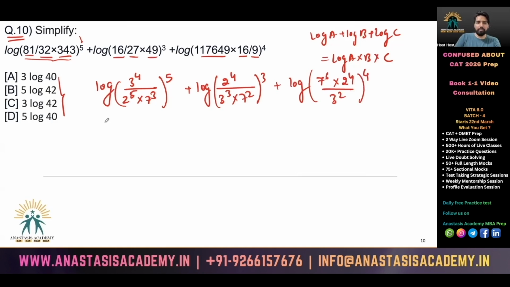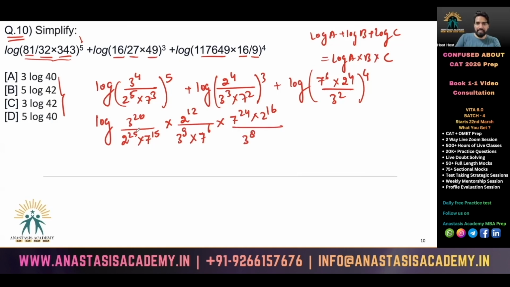Now these powers become 3 raised to the power 5 into 4, 20. 2 raised to the power 5 becomes 25 and 7 raised to the power 15. And I'm using the property log A plus log B plus log C is equal to log A into B into C. This becomes 2 raised to the power 12 upon 3 raised to the power 39, 7 raised to the power 6 into 7 raised to the power 24 into 2 raised to the power 16 upon 3 raised to the power 8.